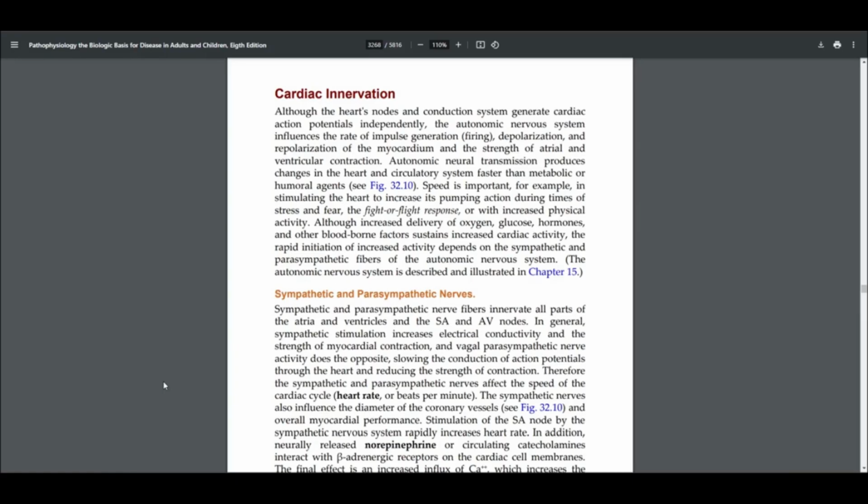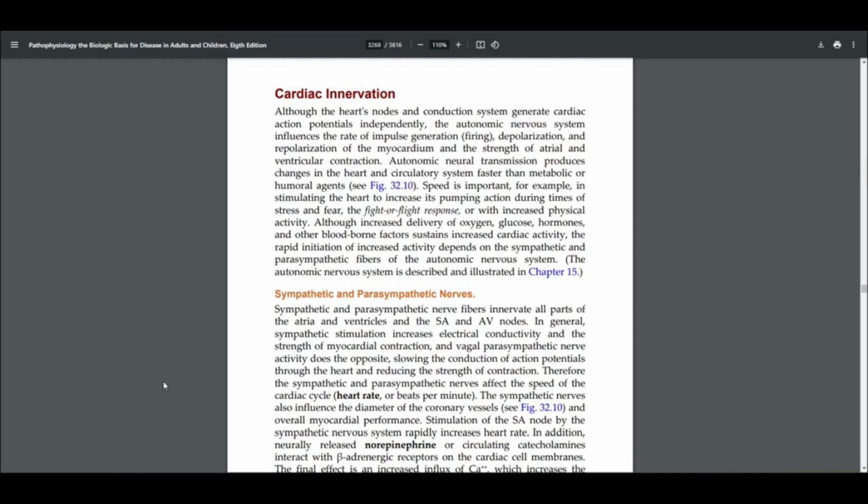Autonomic neural transmission produces changes in the heart and circulatory system faster than metabolic or humoral agents. Speed is important, for example, in stimulating the heart to increase its pumping action during times of stress and fear, the fight or flight response, or with increased physical activity.